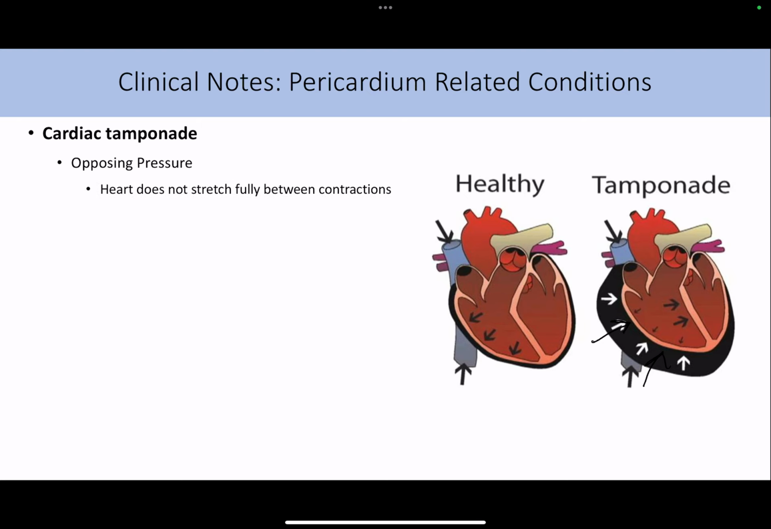So the heart does not stretch fully between contractions, so the chambers don't fill properly. You have decreased ventricular filling, which means less cardiac output. And so then the heart has to work harder to get the same amount of blood out.